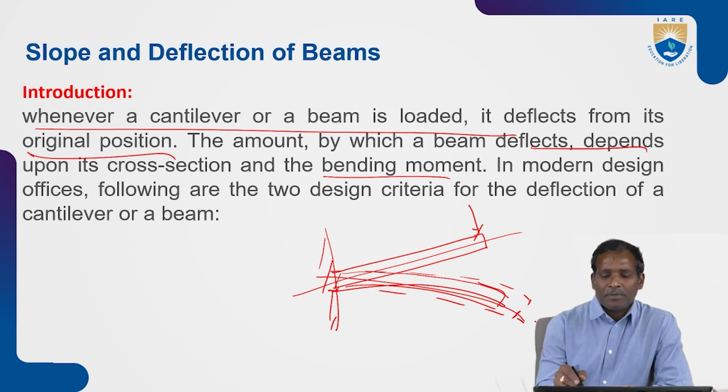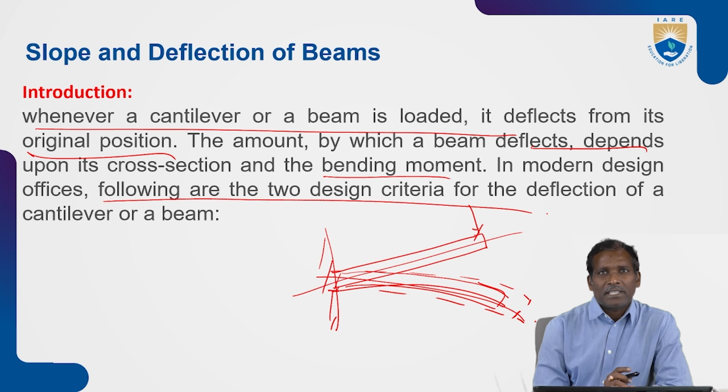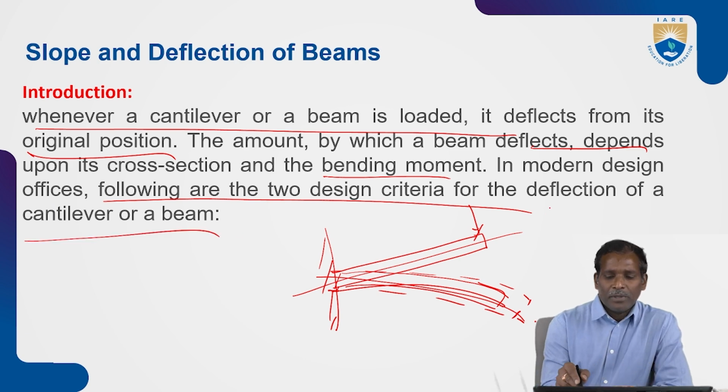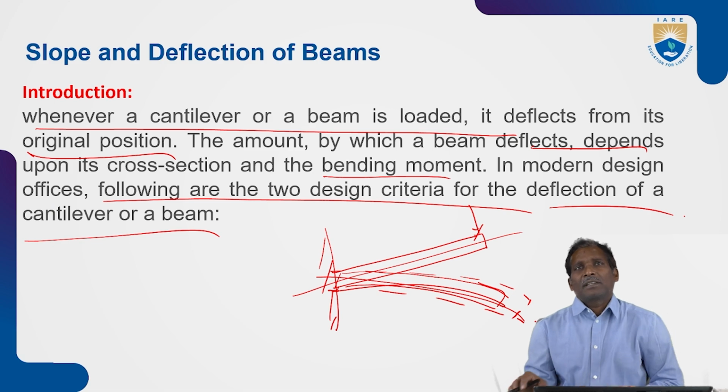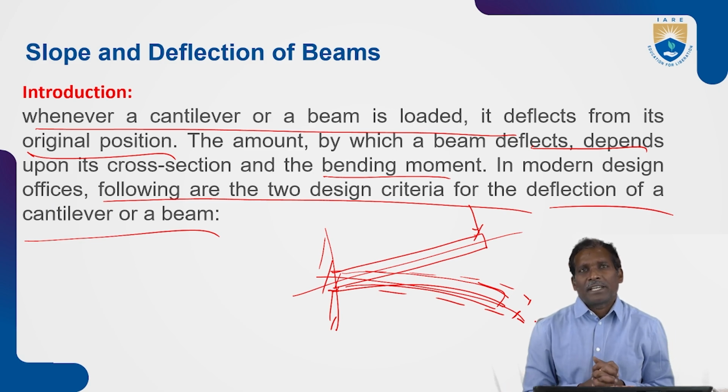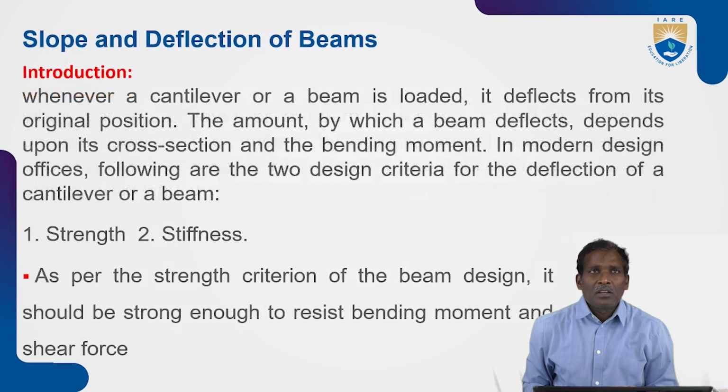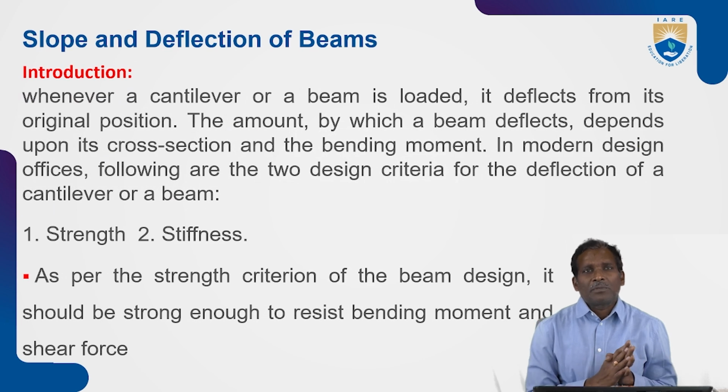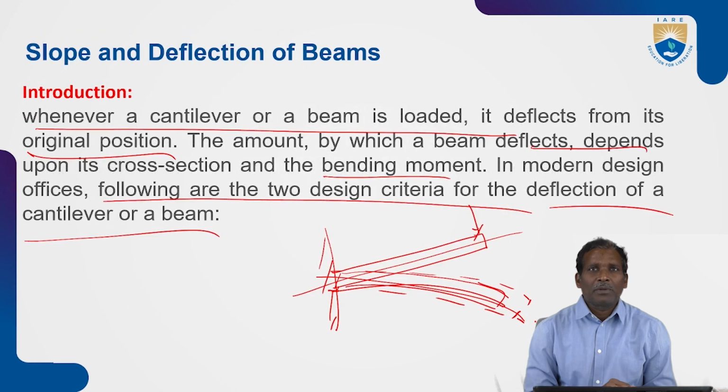In modern design offices, the following are the two design criteria for the deflection of a cantilever or a beam. In the design of a beam, there are two design criteria: one is on the strength basis and the other is stiffness. Whenever the cantilever beam is loaded, it deflects from its original position, and the amount depends upon its cross section and bending moment.